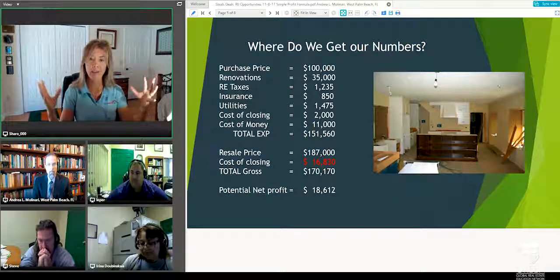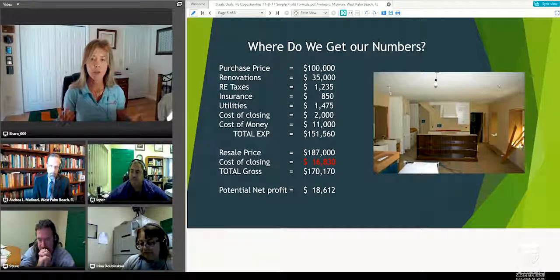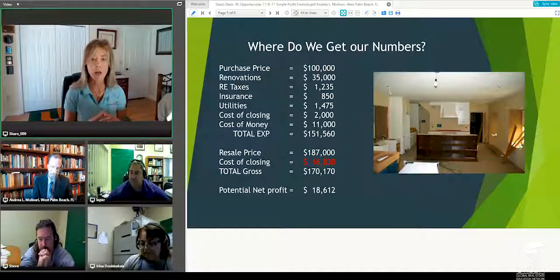It always sounds like a lot of money, but it gets eaten up quickly when we start putting the dollar amounts in. So we're calculating here that our total renovations are $35,000. Our portion of real estate taxes during our ownership is going to cost us $1,235. Our 6 months worth of insurance is going to be $850. Our utilities is going to run us $1,475. Our cost of closing the deal is $2,000. And our cost of money here, hey, we're going to go out and get some financing, and it's going to cost us a little bit with 6 months worth of payments. So we're going to eat up $11,000 worth of money just owning this home with our cost of money.